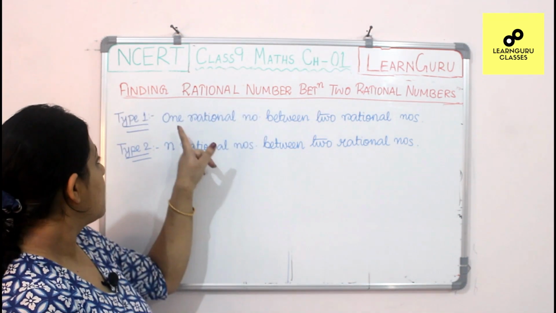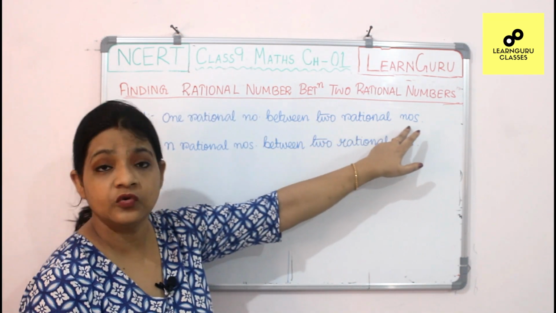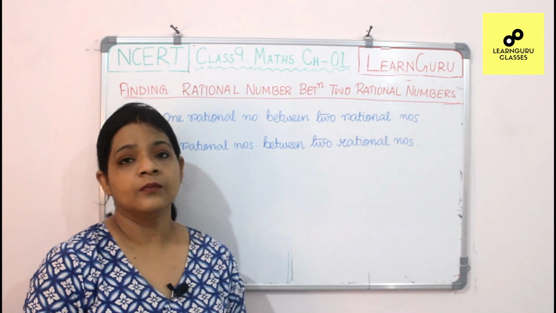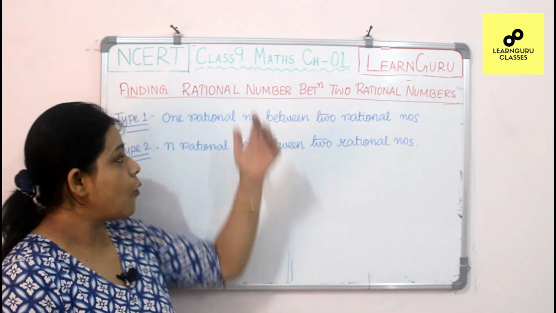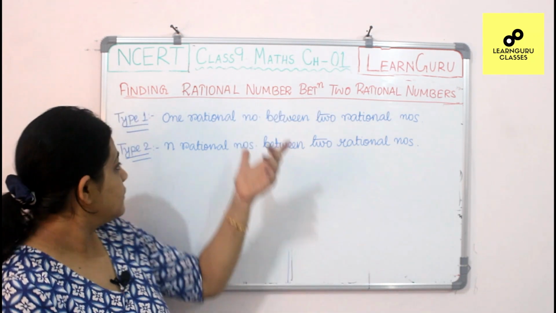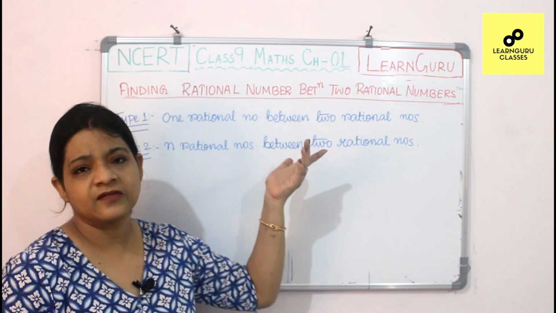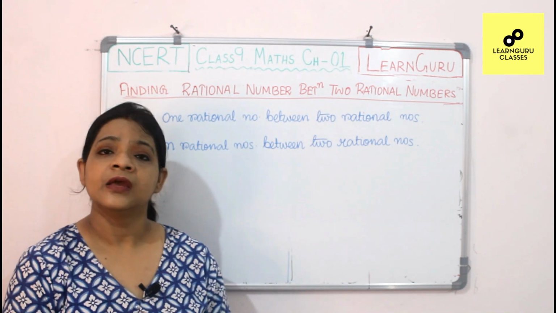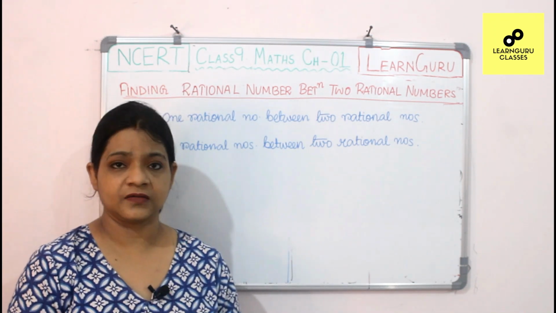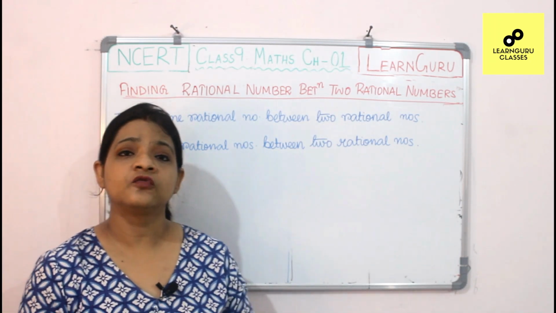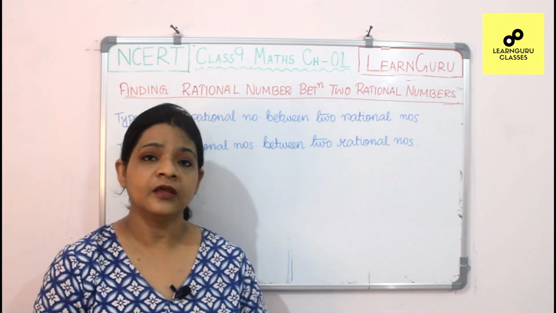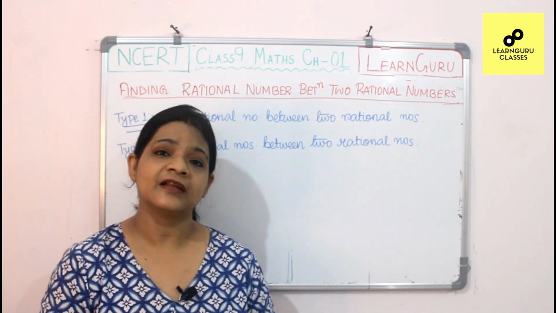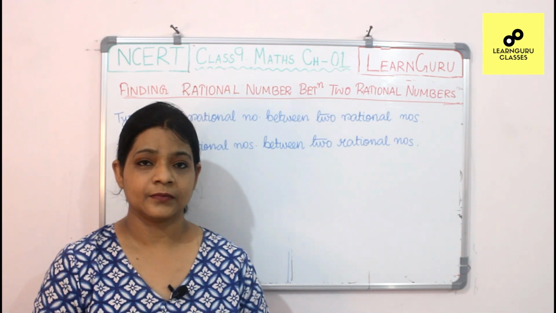There are two types. One is one rational number between two rational numbers, and the second type is n rational numbers between two rational numbers. Both of them come in your exam. The first one, type 1, carries fewer marks, probably 1 or 2 marks, and finding n rational numbers carries higher marks. Both have two separate approaches of solving. So let's look at this one by one. With this, let's start our class.